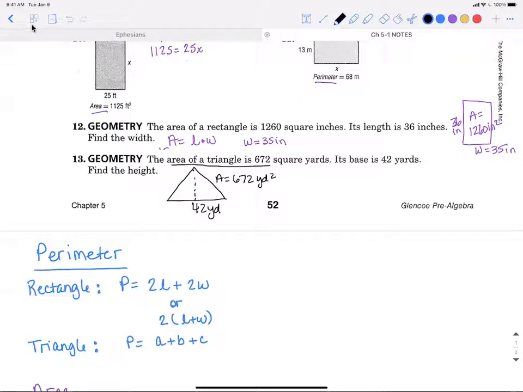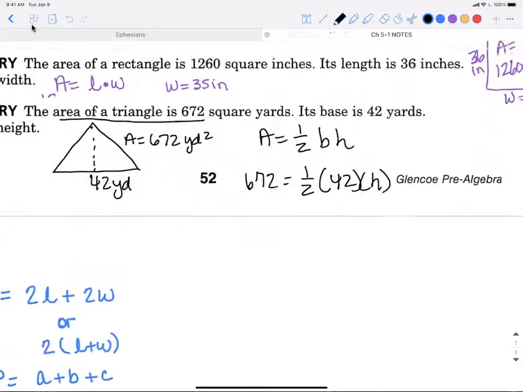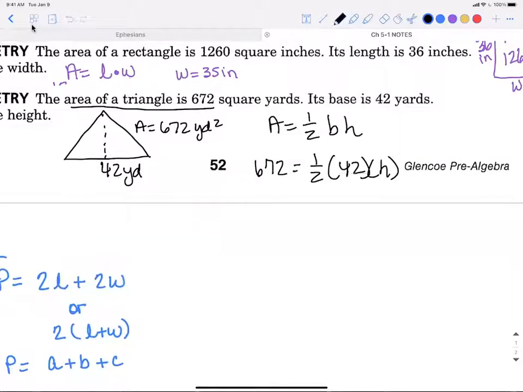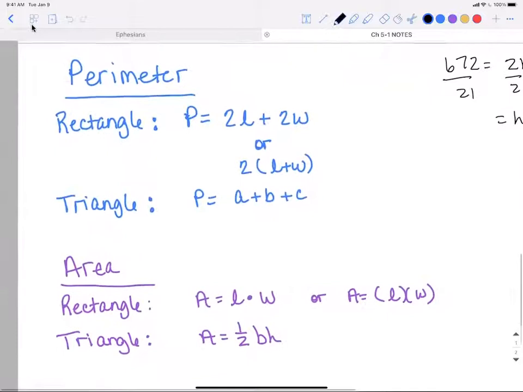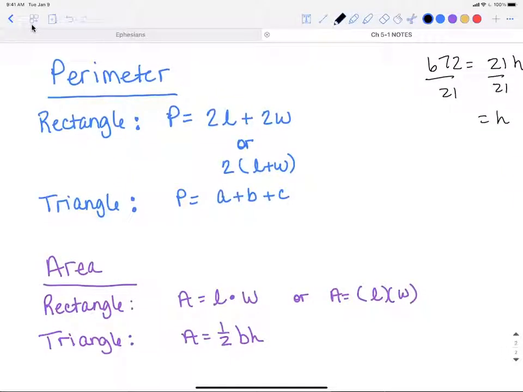So if our formula is area equals 1/2 base times height, then we would do the total area, 672, equals 1/2 the base. And then we don't know the height. That's what we're solving for, so we're solving for that H. 1/2 of 42 is 21H, and then divide by 21 and divide by 21, and you would get your height. Using the formulas that I gave you at the very beginning is going to be key, no matter whether they give you all the sides or you have to find missing sides. Going back to these base formulas is going to be your go-to for each problem.